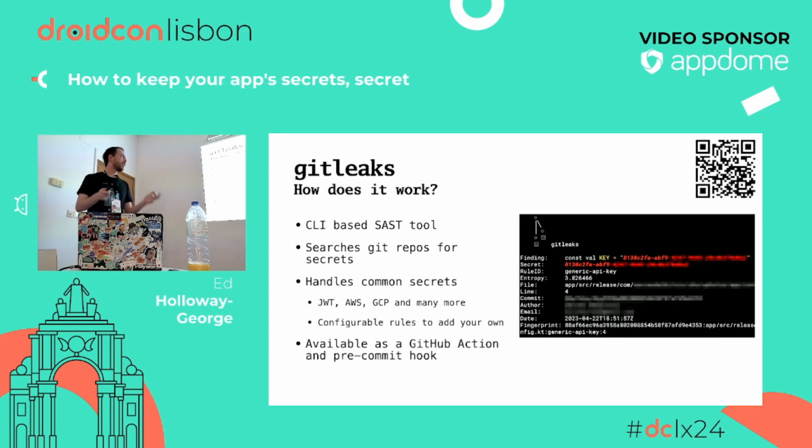But Gitleaks is a CLI-based tool which will search your code base for secrets. It has a list of known regular expressions, and it can also handle very common secrets that we would find in Android apps, things like JWT tokens, AWS, Google Cloud tokens, etc. So this is a really easy tool that you can configure. You can run it locally on your repo. It's installable via most package managers. And it's also available as a GitHub Action and a pre-commit hook. So you can make sure that you're using it in the way that suits you best.